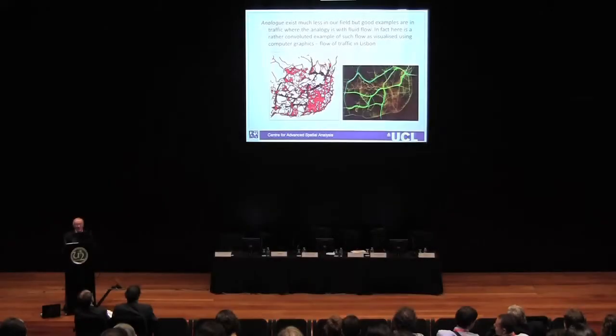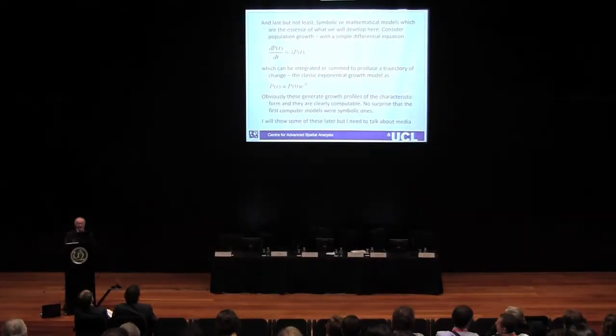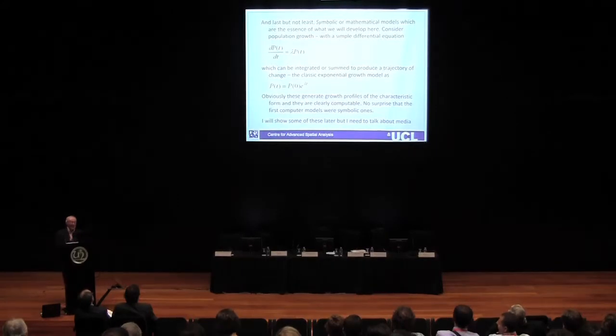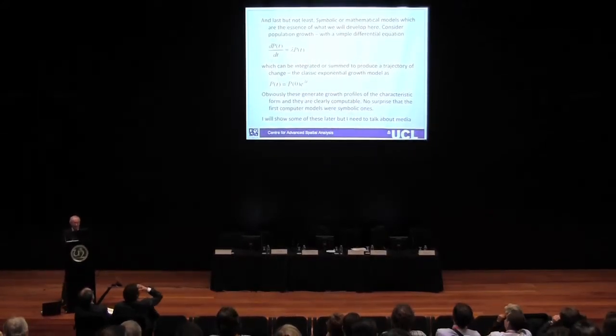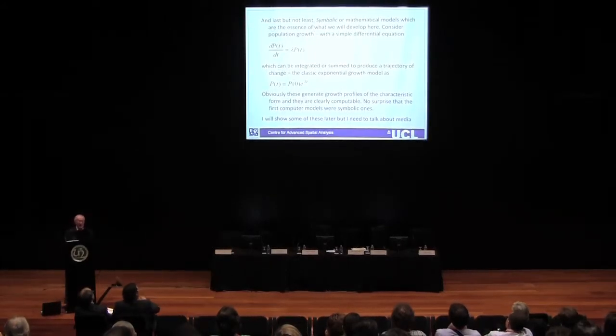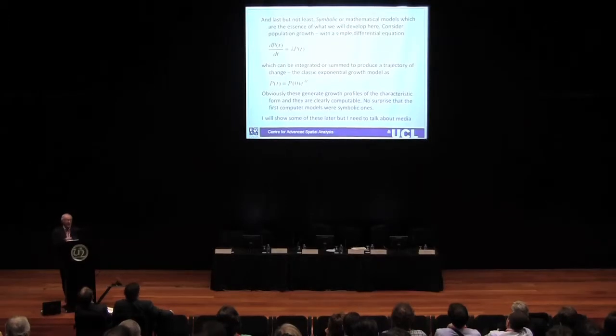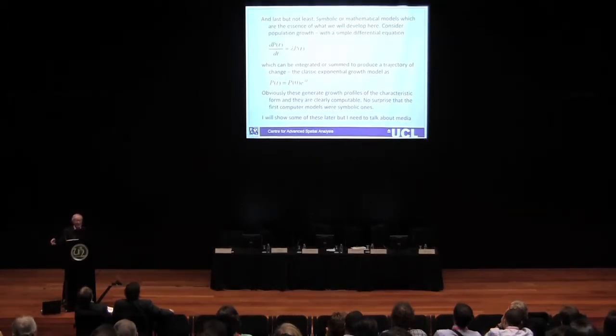An example of kind of analog in this sense. And last but not least, here is a symbolic model. Now, I hope this doesn't frighten you. This is a very simple mathematical equation. All it says is that change in population over time is proportional to population. In other words, the amount of population growth is proportional to the population that we've got.